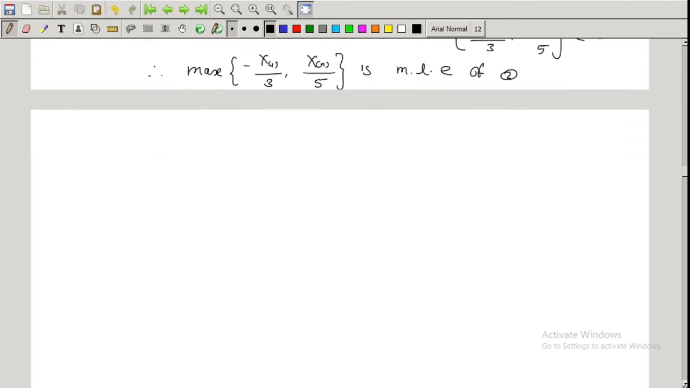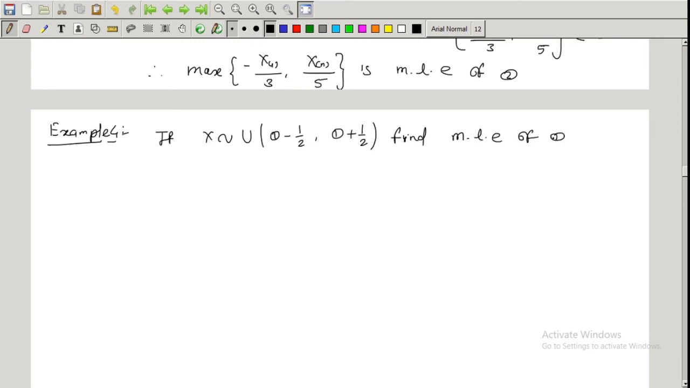Example number 4. If x follows uniform theta minus 1 by 2 comma theta plus 1 by 2, find the MLE of theta. Find the maximum likelihood estimator of theta.